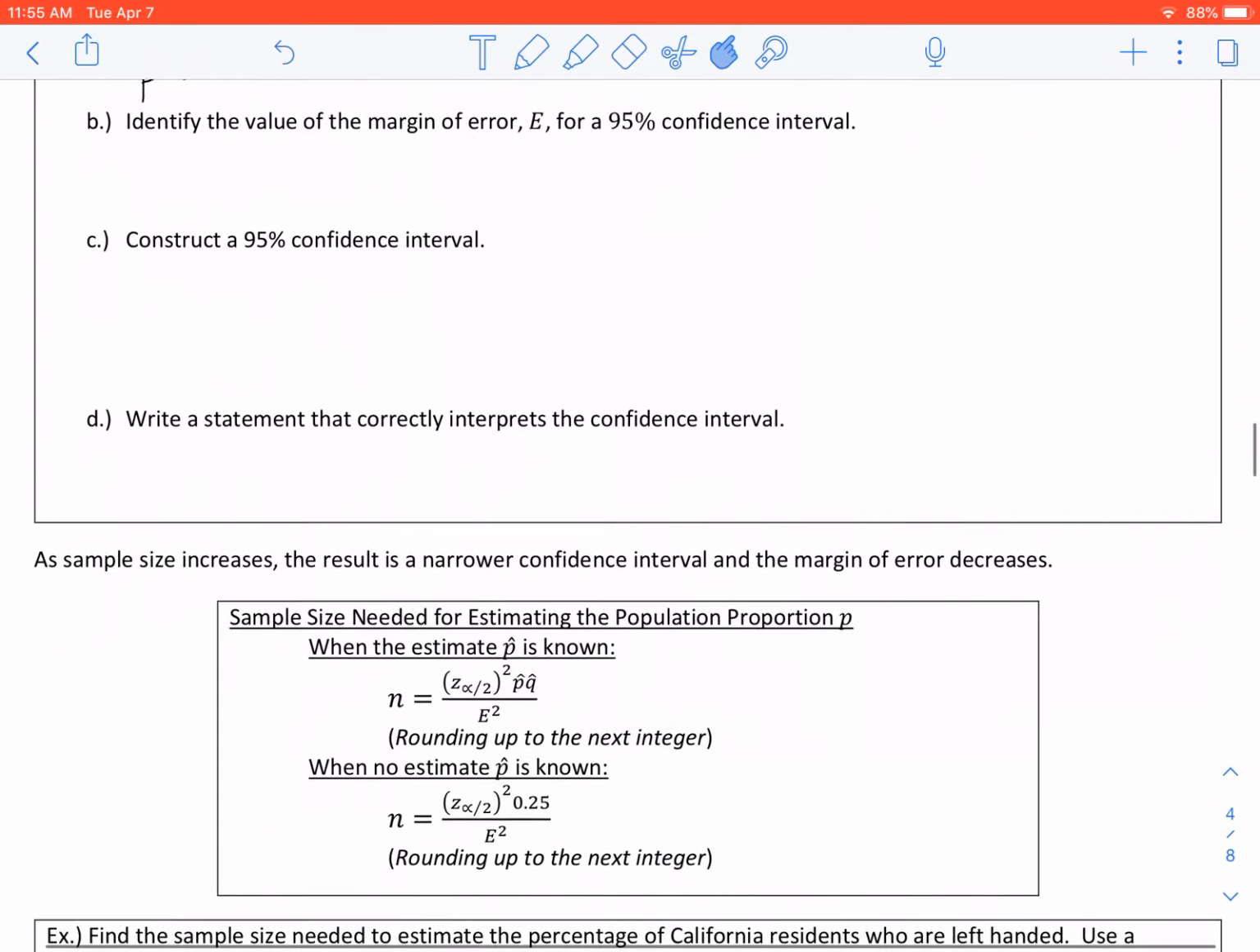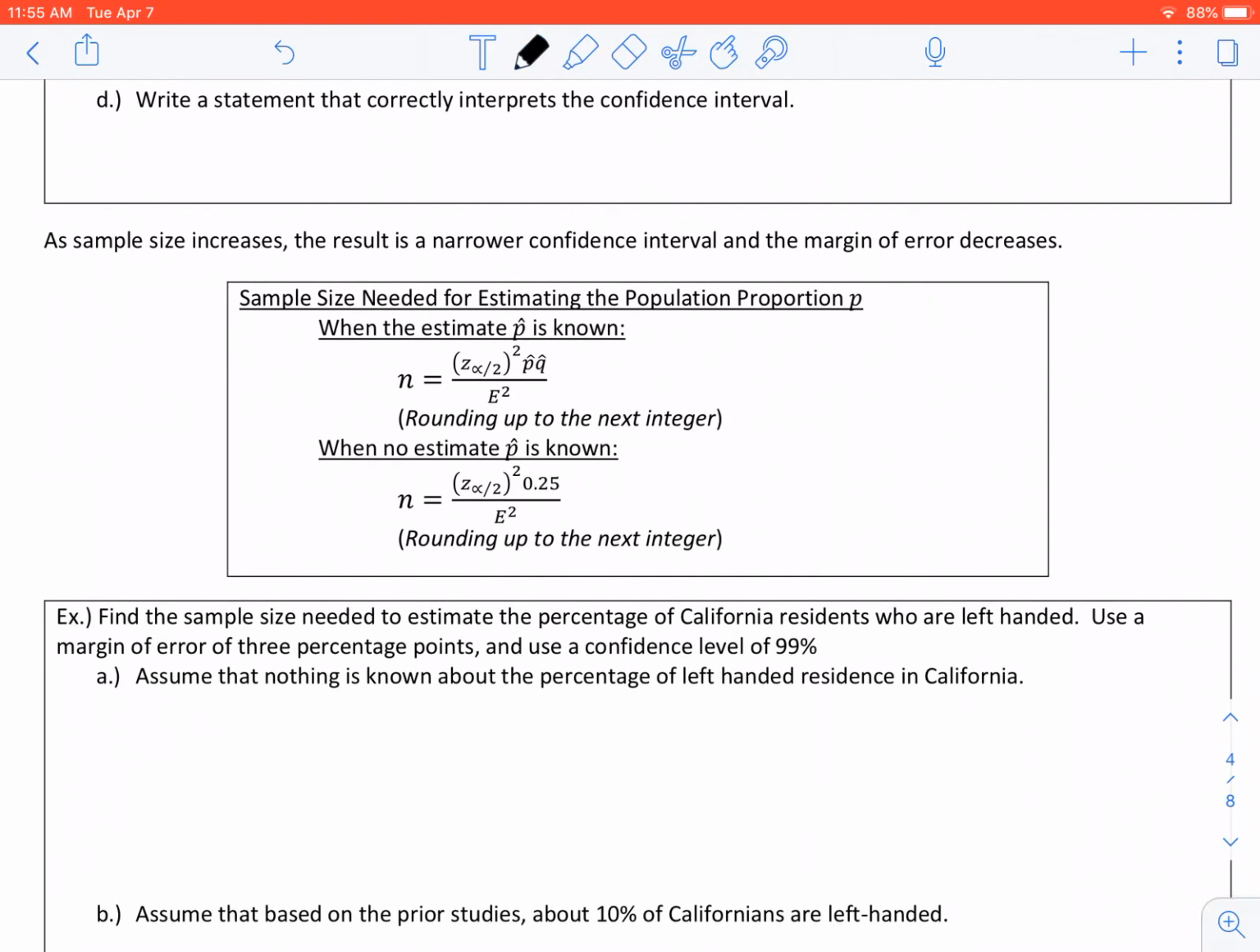The next thing I need you guys to look at is there's some formulas down here. These are formulas that you would have to know for your exam. As sample size increases, the result is a narrow confidence interval, and the margin of error decreases. So we have a couple different formulas here. This is figuring out the sample size, so how much data you need to collect. You might have a point estimate. P-hat is known, so maybe you know something from census from 10 years ago, or maybe someone else has done a study that you're doing and they already have some data that you can use to kind of help you out. The second one is when no estimate P-hat is known. So maybe you're the first one doing a study about dog owners and if they're left or right-handed or something along those lines.